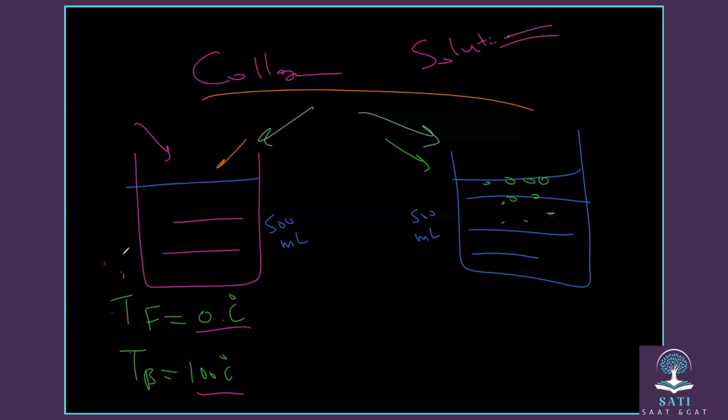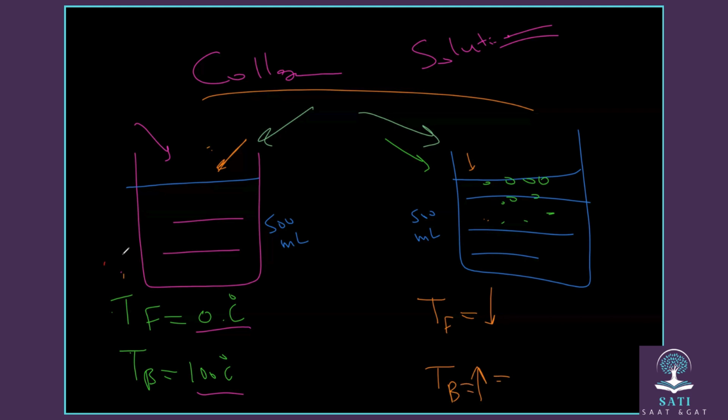This one is water, and here is water as well, but here it is just a pure solvent, and here it is solvent with solute. So what will be changed for solutions compared to their original pure solvent? For this solution, the freezing point temperature will decrease, so it's going to be less than 0 Celsius. What about the boiling point? The boiling point will increase.